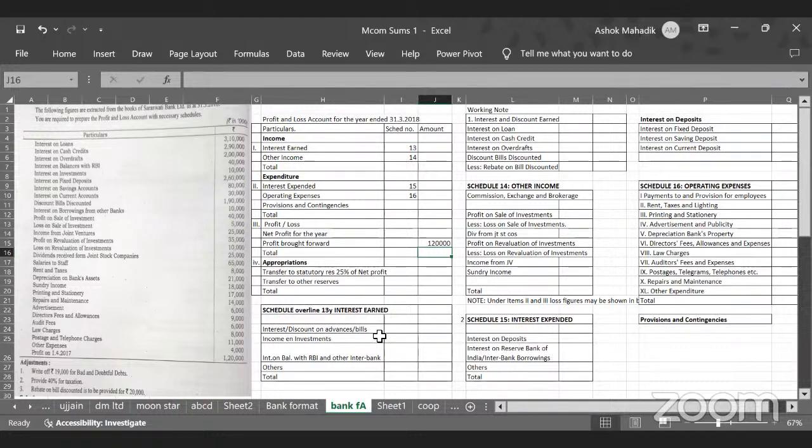So let us start posting. As we saw for interest, there are so many items. So I have made one working note. In the working note, we add all the interest items and directly put the total against interest earned in schedule number 13. All the interest items will be put there. Clear? So let us begin. Let me drink some water. Give me 2 minutes.